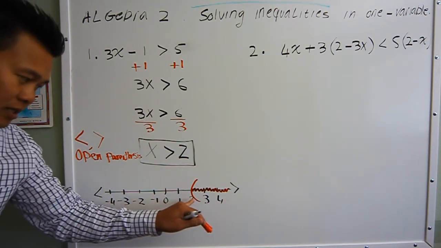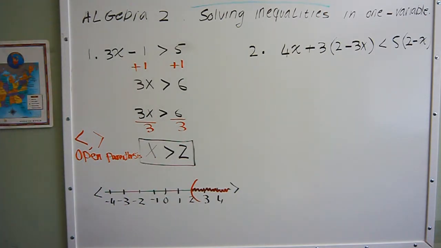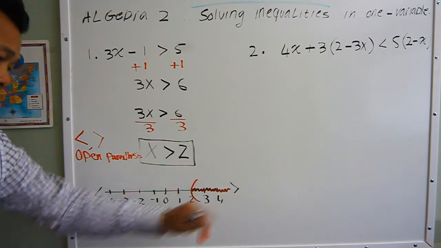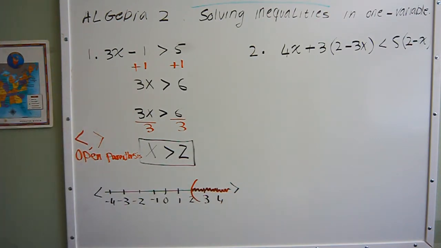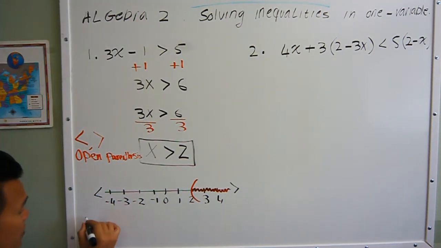Parentheses means open. It's the same as an open circle. So we graph the solution. Anything that's bigger than 2 is going to be a solution. And then the last thing we'll do is write the solution using interval notation. So here's how you write using interval notation.